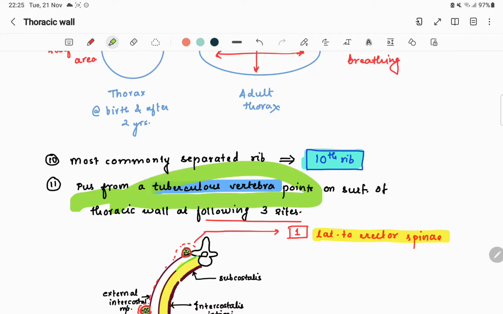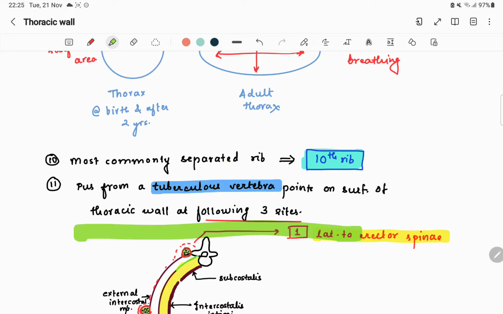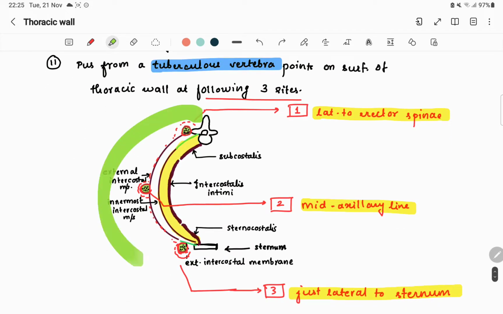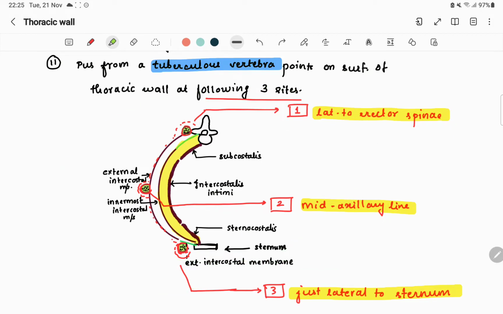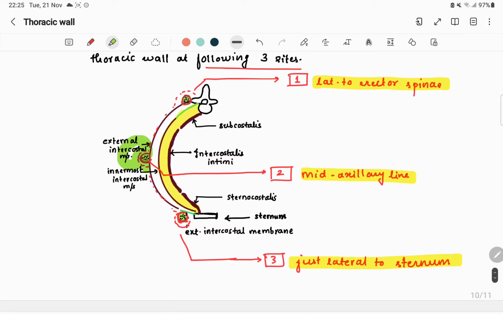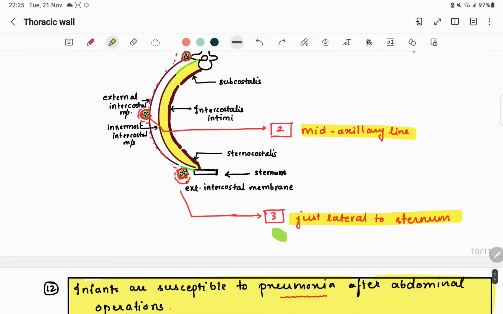First, tuberculous vertebrae point on the surface of the thoracic wall at the following 3 sites. You can correlate this with the typical course of an intercostal nerve. Not the nerve, you have to correlate with this diagram, which has all the muscles of the thoracic wall. So those can form here, lateral to the erector spinae muscle, or here in the mid-axillary line, or here just lateral to your sternum.